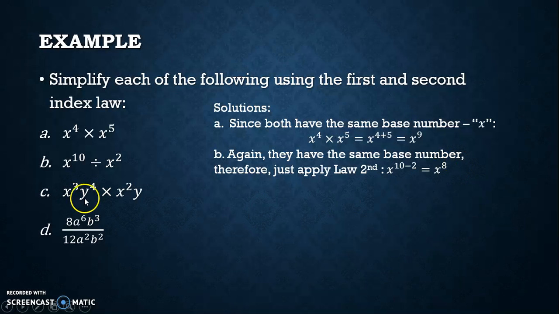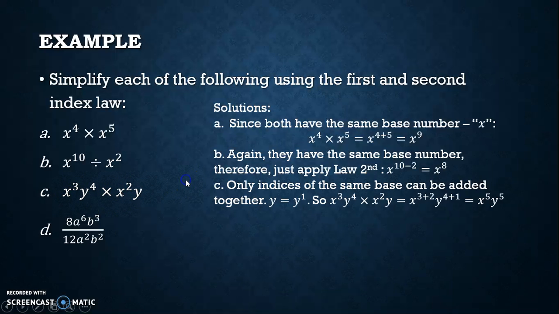Here, x to the power of 3 times y to the power of 4 times x to the power of 2 and y to the power of 1. Again, our index laws only apply when you have the same base. So we have to rearrange it a little bit, because x times x becomes x to the power of 3 plus 2, and y multiplied by y becomes y to the power of 4 plus 1. So in the end, you have x to the power of 5 times y to the power of 5.